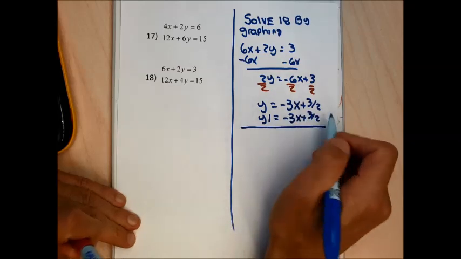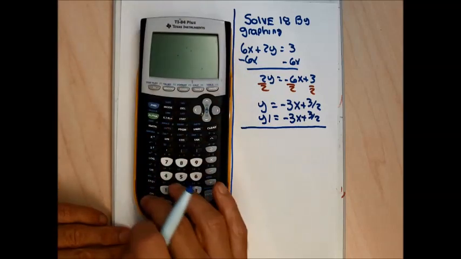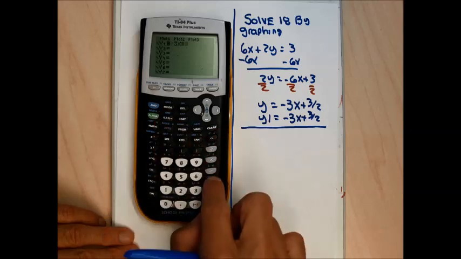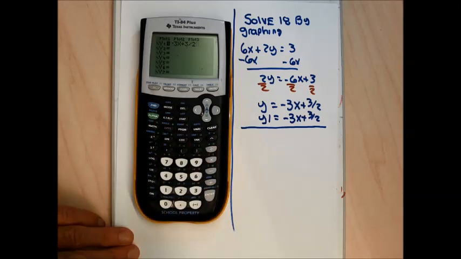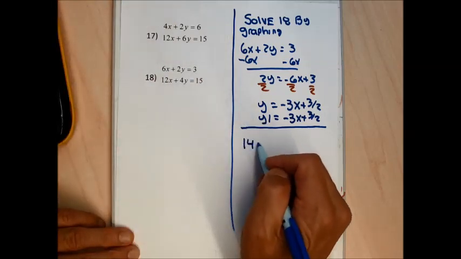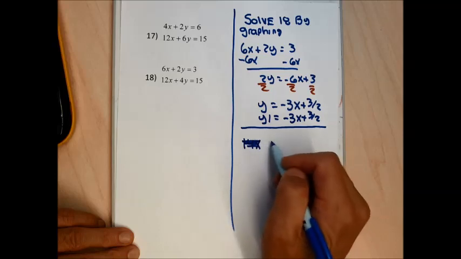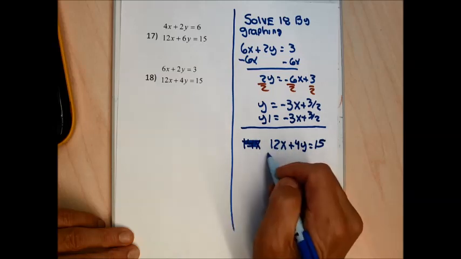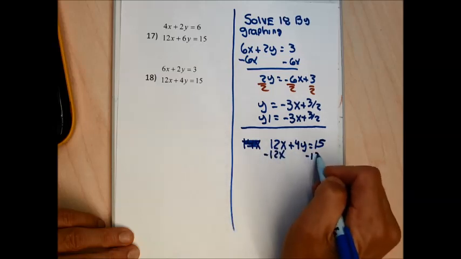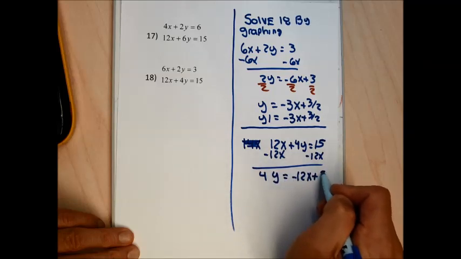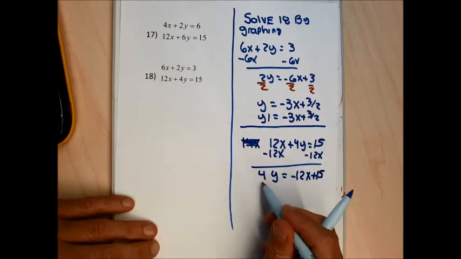Generally, I would never ever do these by graphing, but I want to illustrate something to help you understand why the algebra is doing what it's doing. That's the only reason I'm graphing these. So I'm entering in y1 that negative 3x plus 3 halves, cleared out my last graphs, and it just graphs to be a nice line. Move on to the bottom equation and do the same thing. The bottom equation is 12x plus 4y equals 15. I'm going to solve this for y. I'm going to subtract 12x from both sides. And that's going to give me 4y equals minus 12x plus 15. And then I'm going to divide everything by 4.